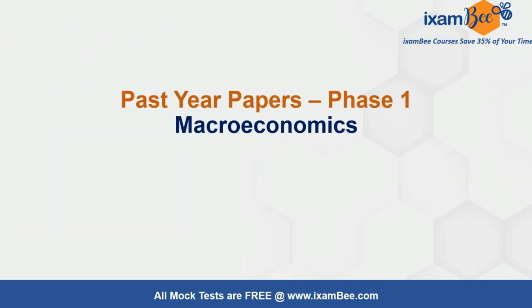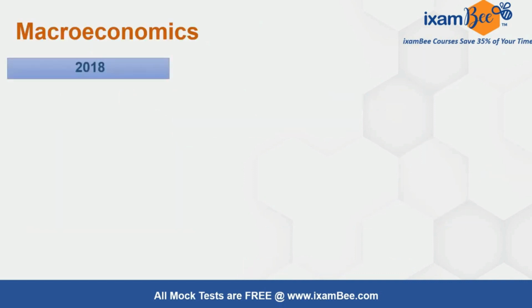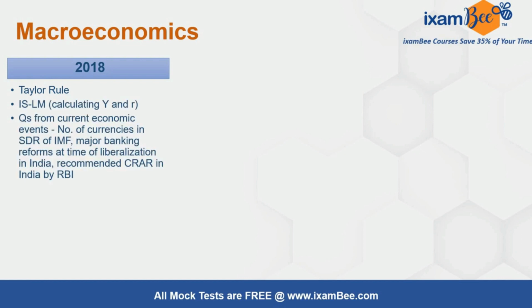So moving ahead with the macroeconomics part. In macroeconomics in 2018, the questions came from topics related to Taylor's rule and the ISLM curve, where it was a numerical in which you had to calculate the income and the interest rate. Then there were questions related to the current economic events of that time. There were questions related to the number of currencies used in the calculation of SDR by IMF, the major banking reforms at the time of liberalization, and the recommended capital adequacy ratio that was given by RBI. And there were some other questions related to current economic events of that time.